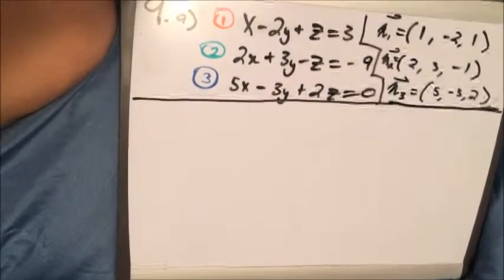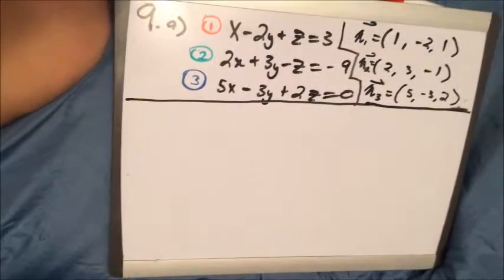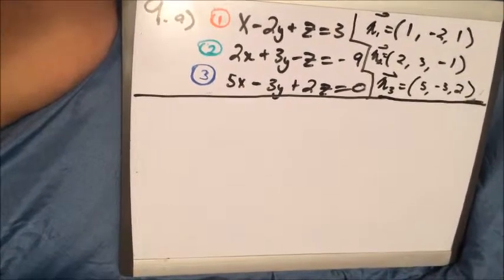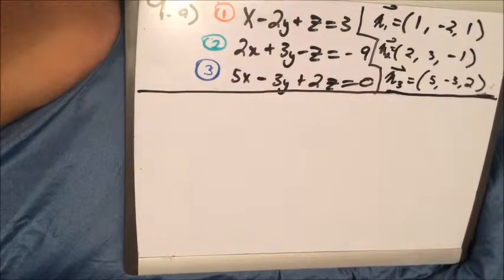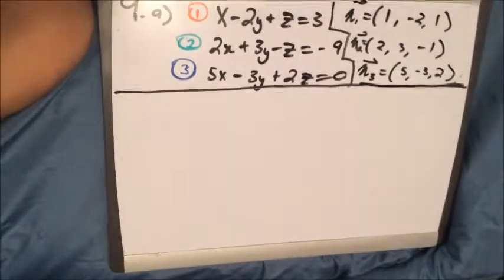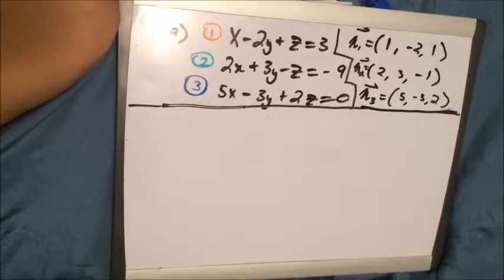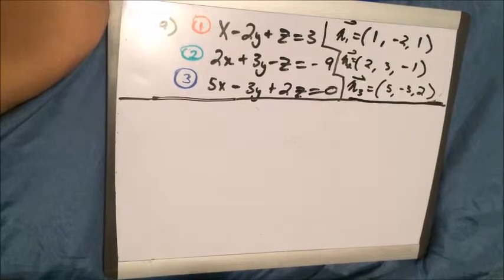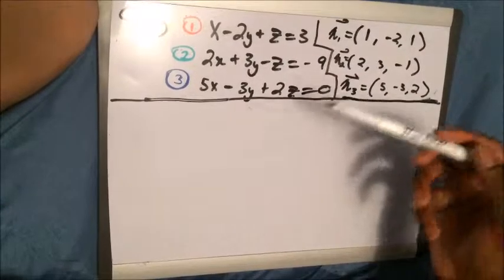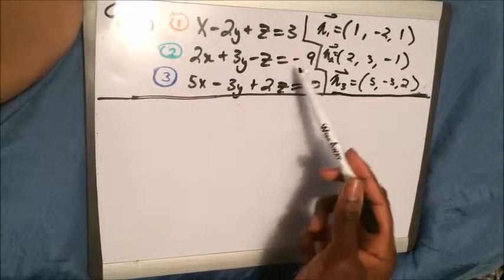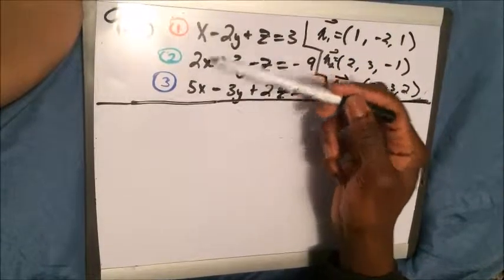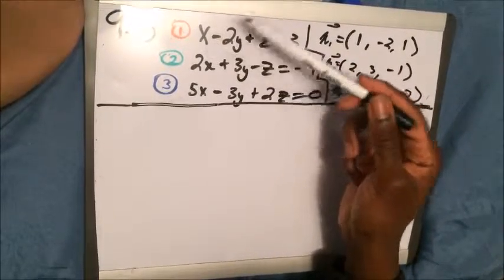In order to test for this inconsistency, we need to eliminate a variable, in this case x, to determine whether they intersect at a line or form a triangular prism. So now we have to test for consistency. For this first new equation, we're going to be working with equation 1 and equation 2. So I need to eliminate x.